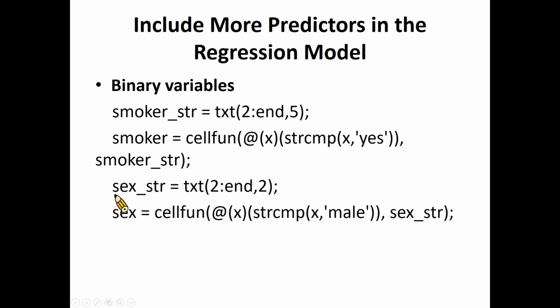Okay, so the sex string is from the second column in the table. We can extract the second row to the final row in the second column of the table. Then we can use the same principle: we specify male to be 1 and female to be 0, using the cell function and string comparison functions. So it should give you a sex variable that contains only 0 and 1.